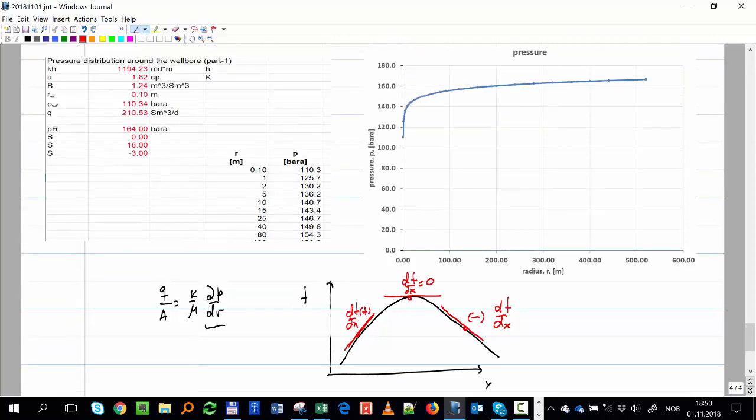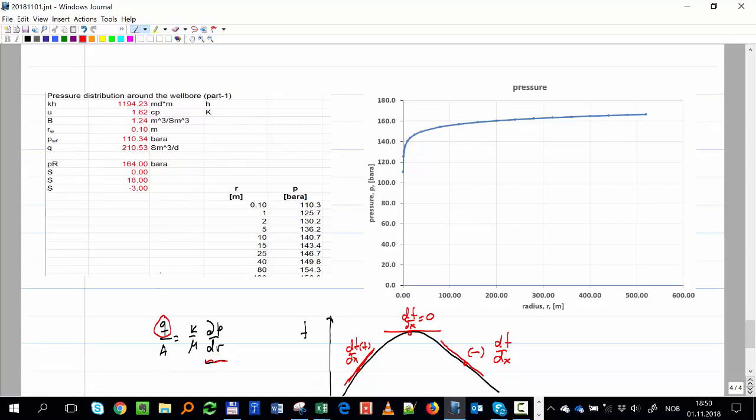And you see here the derivative of that pressure is really what is giving me the rate. So in this area the derivative is very close to 0. So here you have almost no contribution to the production. But when you go very close to the well, that derivative starts to increase very, very much. The angle becomes very, very high.